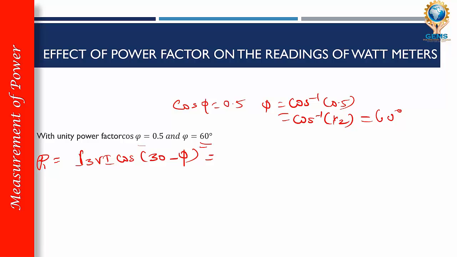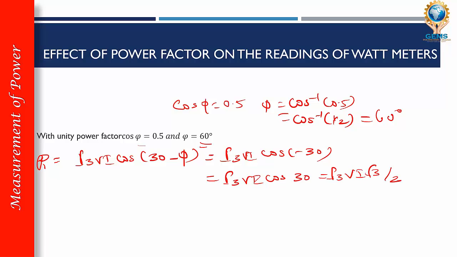So root 3 Vi cos 30 minus 60, 30 minus 60 is minus 30. Cos minus theta is cos theta. So it is nothing but root 3 Vi cos 30. So what is cos 30? It is nothing but root 3 by 2. So root 3 Vi root 3 by 2. Root 3 into root 3 is 3, so 3 Vi by 2.